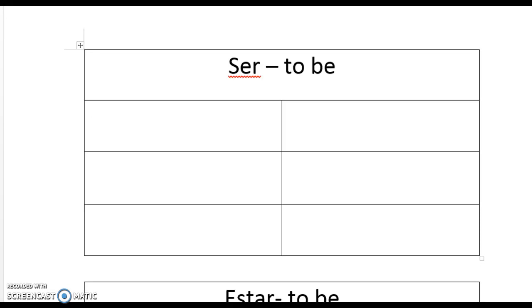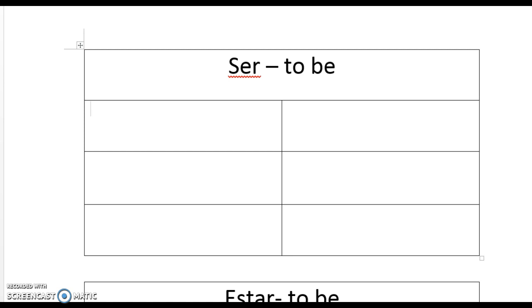Today we're going to be talking about conjugating verbs in the present tense, and all of the verbs that we're doing today are going to be irregular. And what it means to be irregular is that the verbs do not follow the typical pattern for verb conjugations. So today we're going to start with the verb ser, and ser means to be.